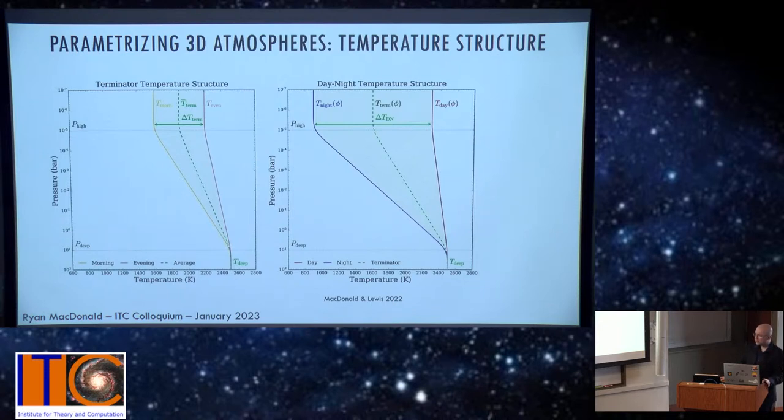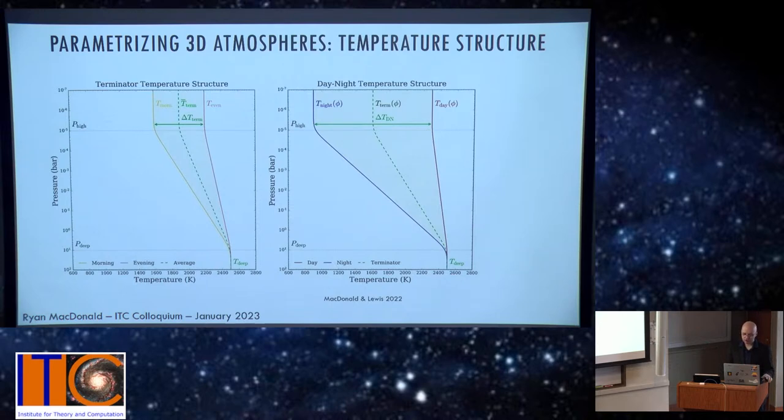The next was, what is a simple enough parameterization that you can explore the parameter space? Because if you have a separate temperature profile at every longitude and latitude throughout an atmosphere, very rapidly you would have 100 or more parameters, potentially even more than the number of data points you have, and then you'd be waiting a Hubble time to actually fit your spectrum. So what we propose is a very simple four-parameter model that assumes the atmosphere is uniform in the deep atmosphere. There is a gradient in temperature between the day side and the night side at the top. And you also have a temperature difference in the terminator plane between the morning and the evening terminator.